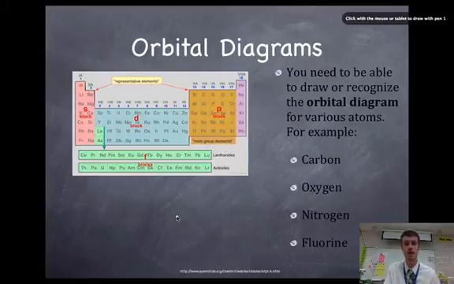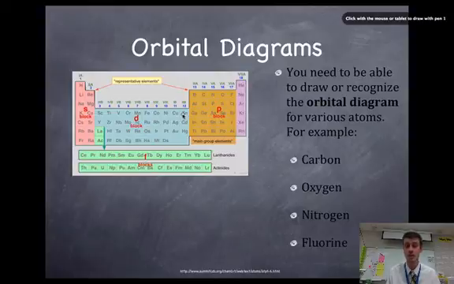Let me switch here to a pen. You need to be able to draw or recognize an orbital diagram for various atoms. So here I've put on a periodic table that shows your S block, your D block, your P block, and your F block. What you need to realize from that is the order that you're going to go in. So follow this cursor here: you have your 1S, 2S, 2P, 3S, 3P, 4S, and then you start 3D here. So that's the first thing you need to remember.